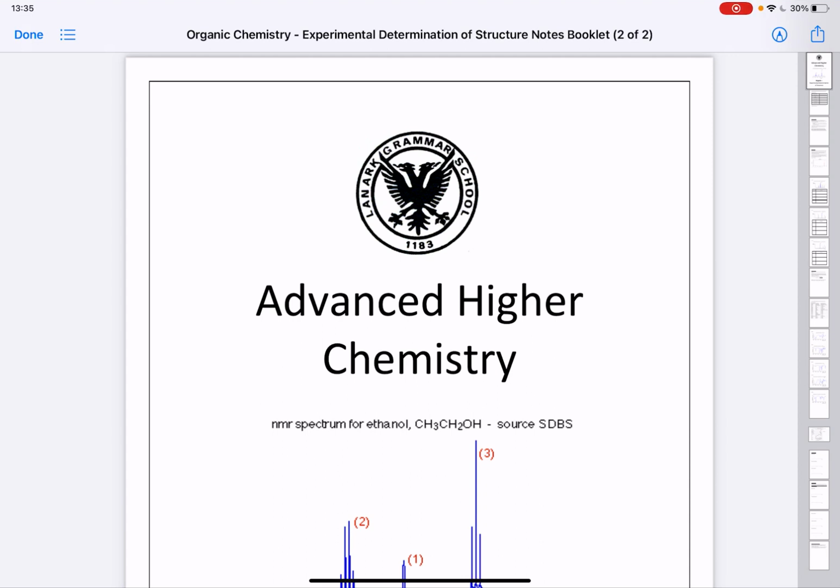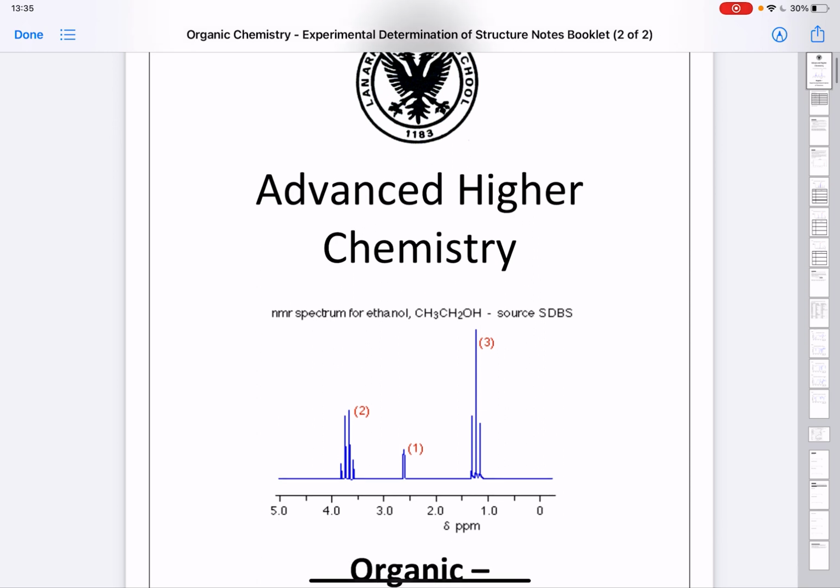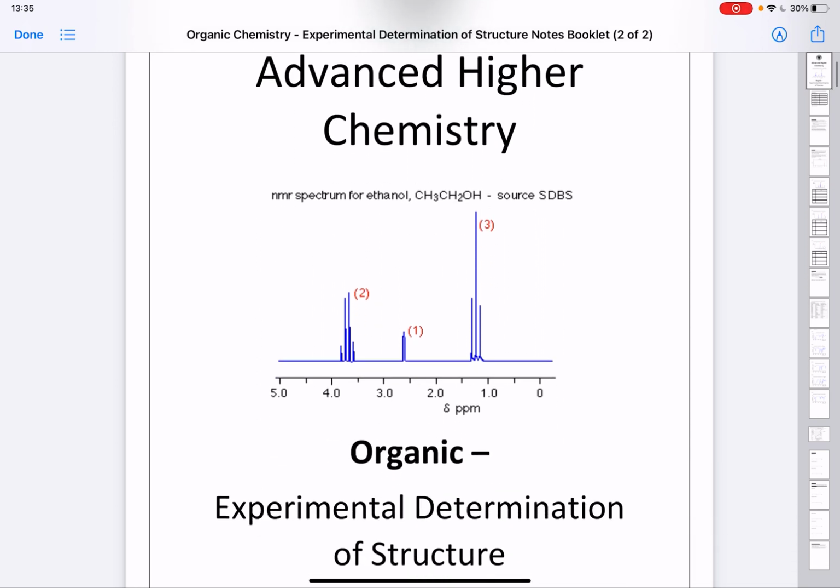Right, so in this lesson we are going to be looking at the first lesson from the experimental determination of structure booklet. So I will pop this booklet onto the Google Classroom so that if you need to print it off, then you can do so.